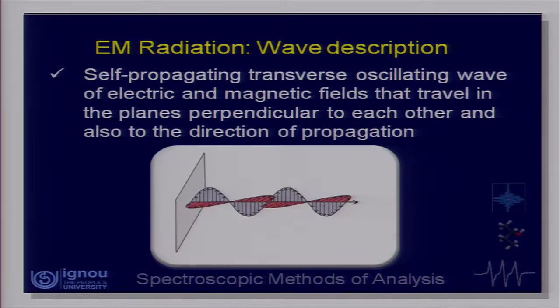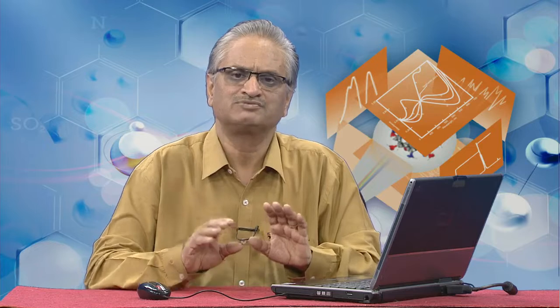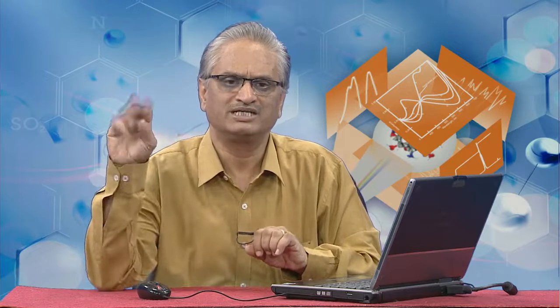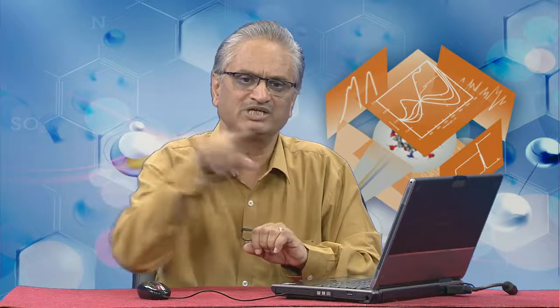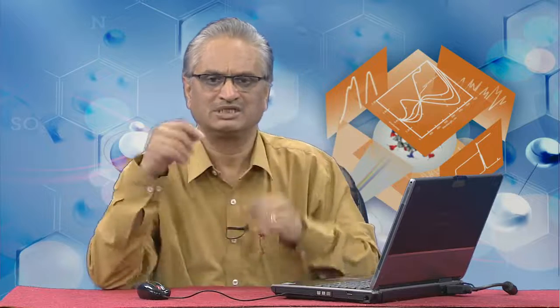Okay. Now, as regards the wave description of EM radiation, electromagnetic radiation can be visualized as a self-propagating, transverse, oscillating wave of electrical and magnetic fields that travel in planes perpendicular to each other and also to the direction of propagation. Let us understand what it is. What basically we have is some kind of electrical disturbance. That disturbance is moving in space in a given dimension. So, say a radiation is going from here to here. How do I visualize that?